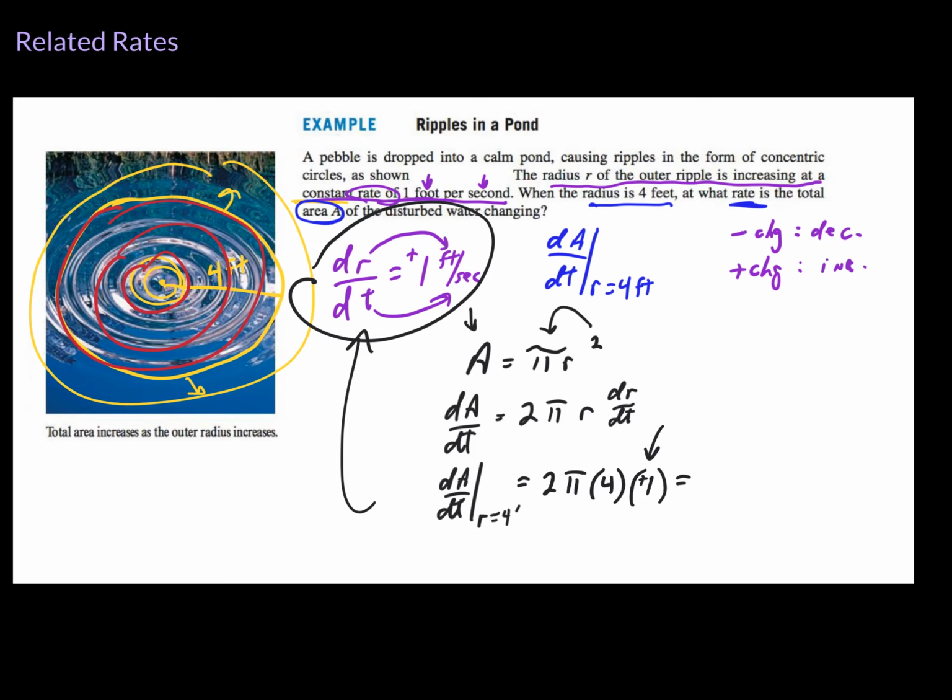You do your math here, and what are you going to get there? 8 pi. Always feel free to leave your answer in terms of pi, unless they ask you to round it to a decimal place, of course. Now, what is our units here?